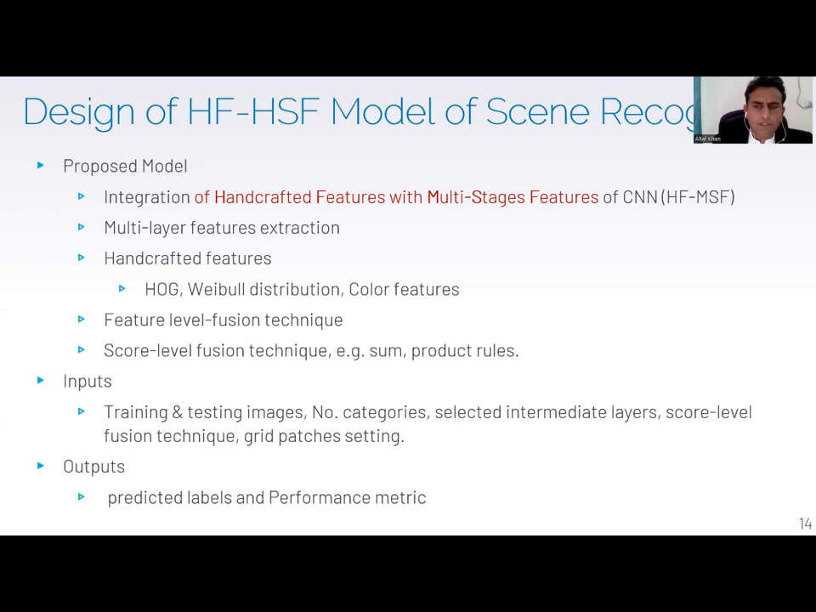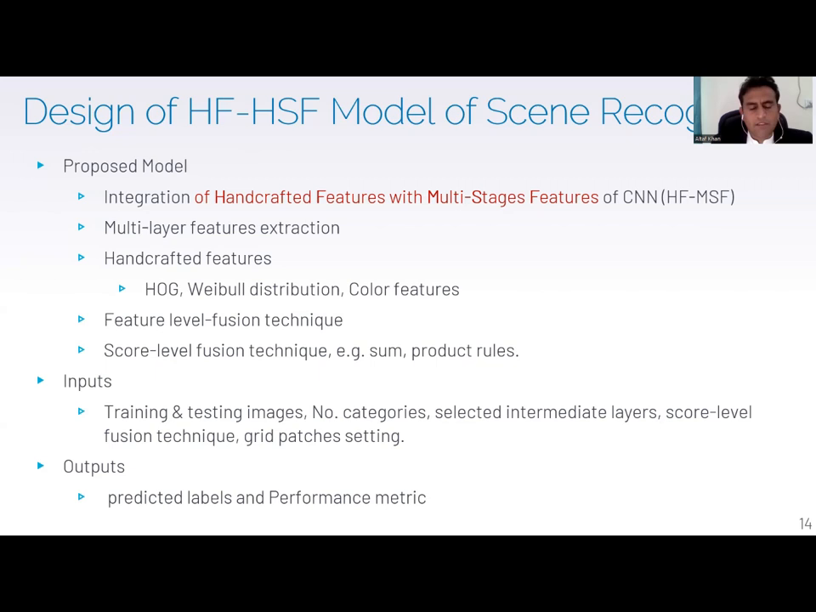Input data is the same as for the convolutional neural network, along with the number of categories and the selected intermediate layer. The output is the matrix of labels, and we have selected some labels which are utilized for the further output.